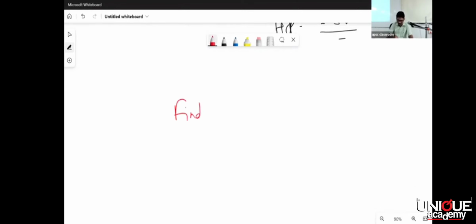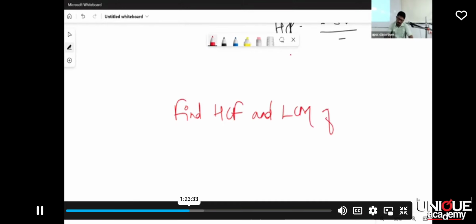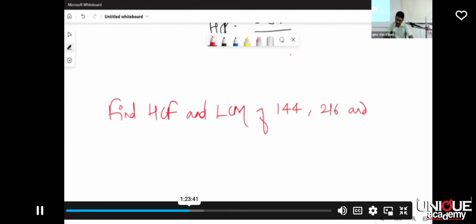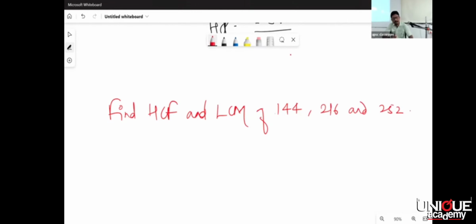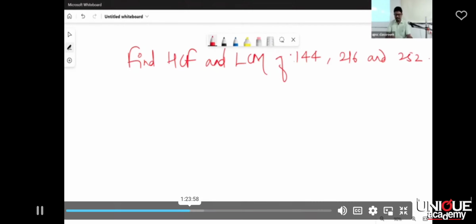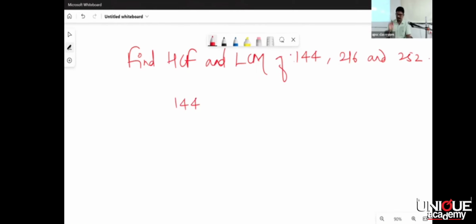Find the HCF and LCM of 144, 216, and 252. You just write this much only. We are solving by basic things. Okay, listen. Find the HCF and LCM of 144, 216, and 252. Here, taking separate factors: 144, 216, and 252. Here 144 has factors 4 times 2 and 2 times 3.